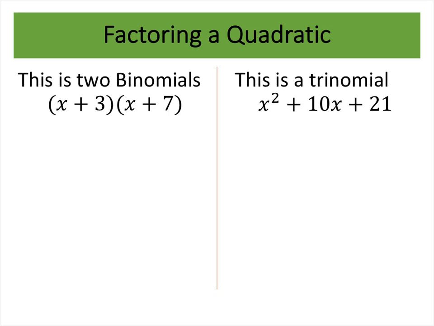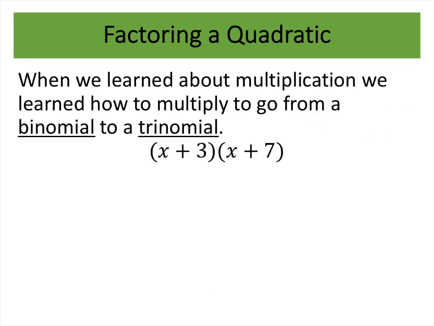So these two things are very highly related, and I'll talk a little bit more about that as we go, but I want you to notice that x plus 3 times x plus 7 will soon become something similar to this. So when we learned about multiplication, we learned how to multiply to go from a binomial to a trinomial. So I'm going to re-demonstrate how multiplication worked as we learned it in class. We have two parts, so we're going to build a 2 boxes by 2 boxes because it's going to be x plus 3 times x plus 7.